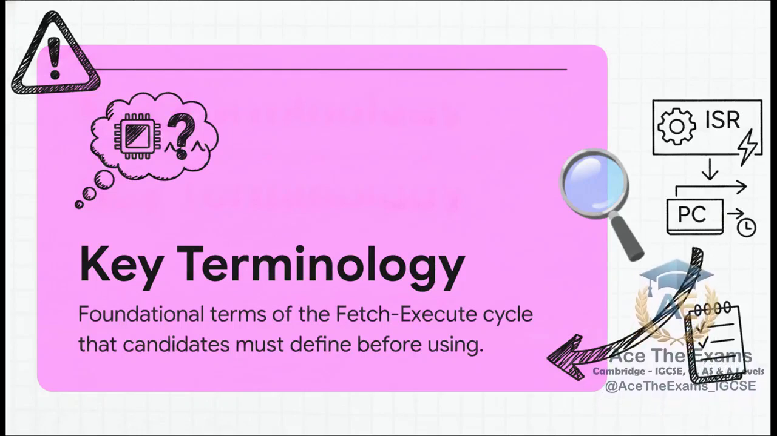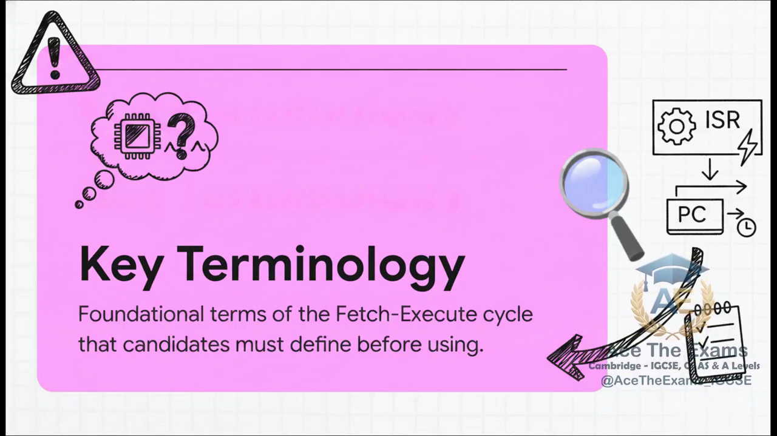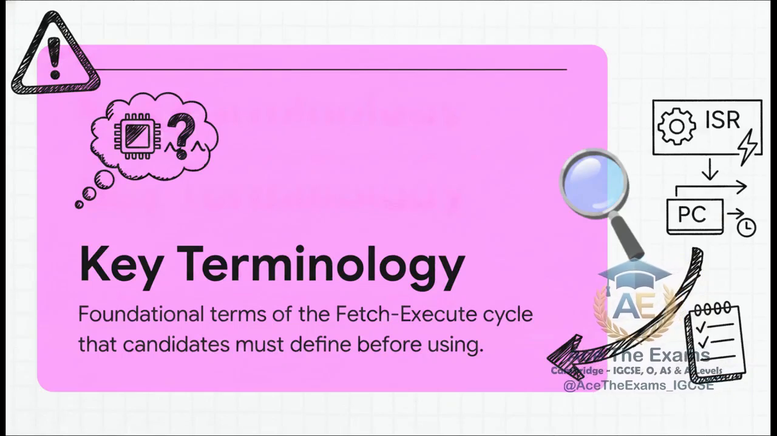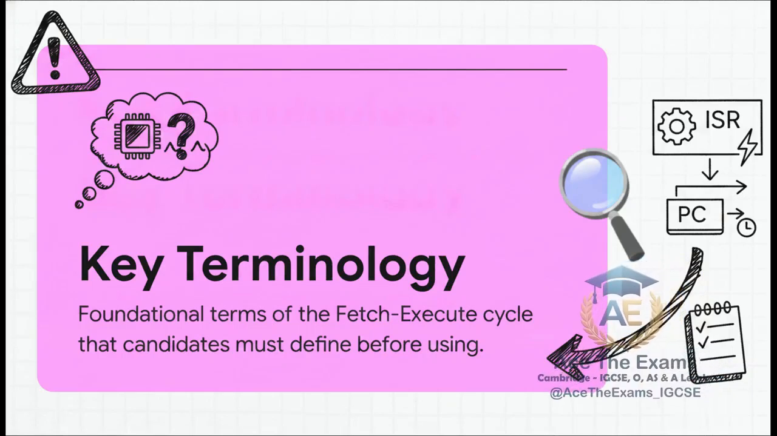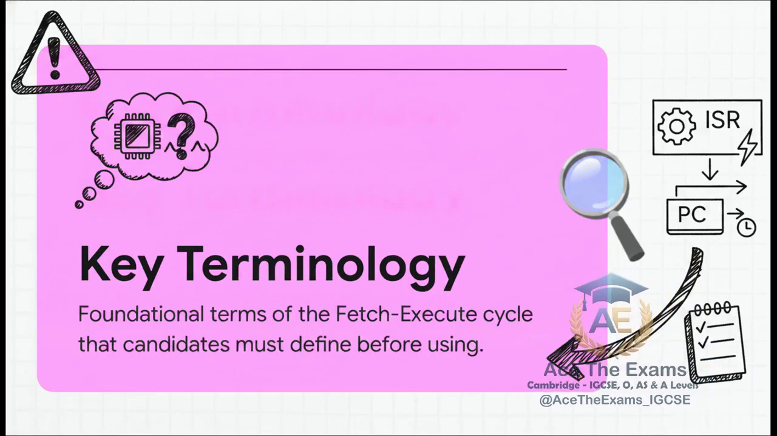You need to explicitly define that the program counter, or PC, holds the exact memory address of the next instruction to be fetched. You need to define that the interrupt service routine, the ISR, is the specific block of code that handles the interrupt. Lock in that foundation to show true expertise.